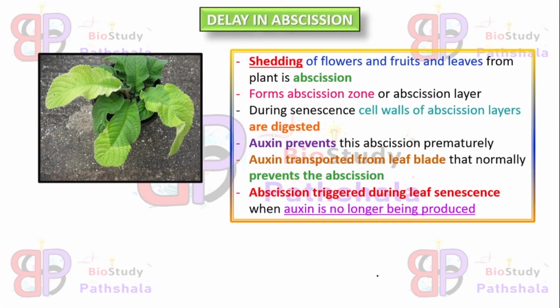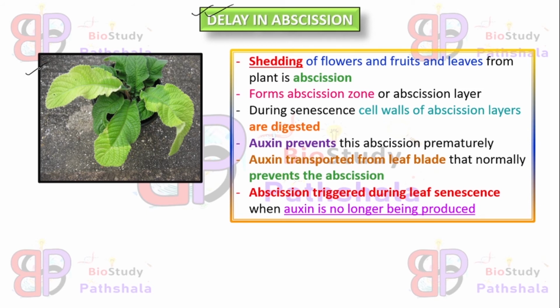We have already discussed some of the functions of auxin in our previously uploaded video on auxin. You can watch that video. Now we will discuss the rest of the functions. First one is delay in abscission. First we have to know about abscission. Abscission means shedding of plant parts. It might be flowers, fruits or leaves.